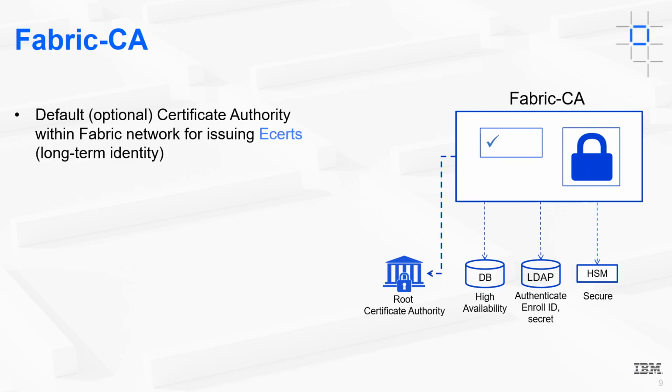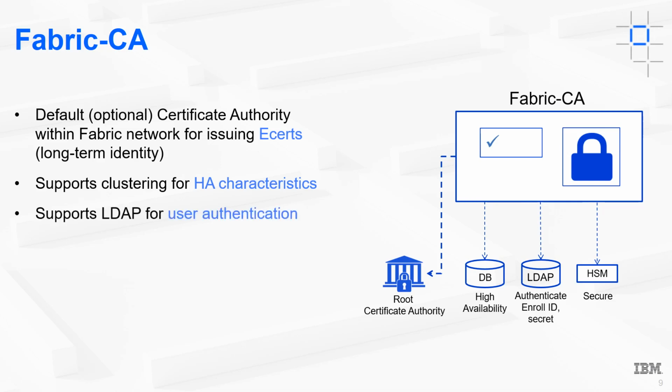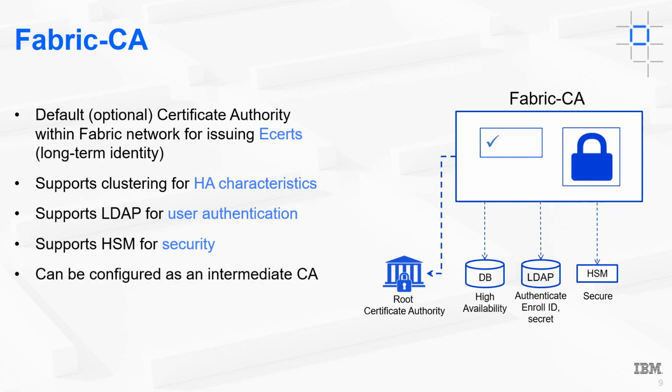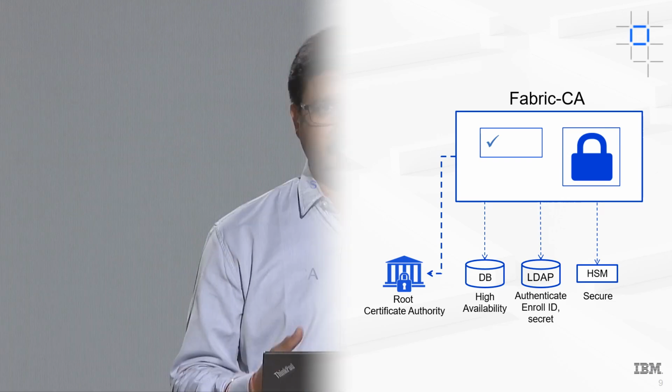Similarly, the Fabric CA, the certificate authority, is basically a key functionality in the v1 architecture. What it basically provides is, number one, clustering for high availability characteristics, right? It provides LDAP for user authentication. It also supports HSM for security. And of course, it can be configured as an intermediate certificate authority as well. So if you see there, it basically provides enrollment certificates, T certs, E certs, for the transactions to happen between multiple peers there.